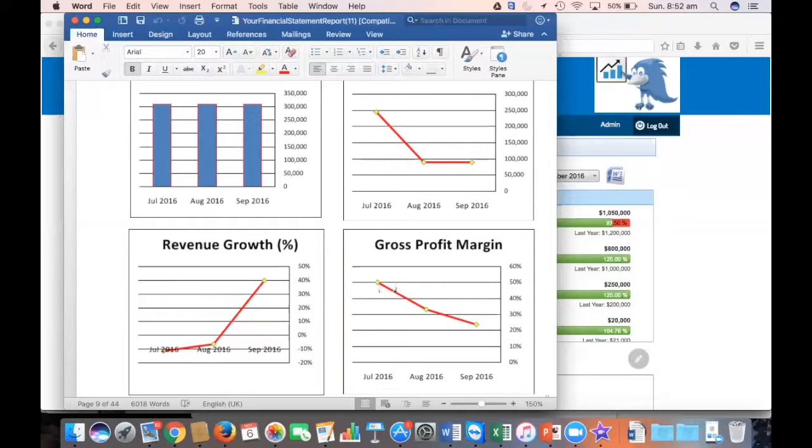Therefore, when you sell 2 items, the gross profit margin will still be 50%. So when your revenue growth is 40%, you do not expect your gross profit margin to go down like that. You want it to be flat. So there's an issue there, and let's look into that.